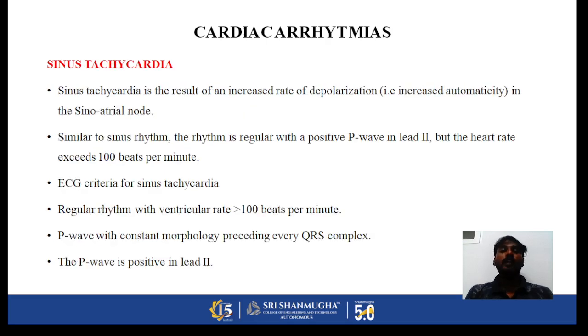Sinus tachycardia also looks like a sinus rhythm, but its heart rate exceeds 100 beats per minute. It is a result of an increased rate of depolarization, that is, increased automaticity in the sinoatrial node, the SA node. Similar to sinus rhythm, the rhythm is regular with a positive P wave in lead 2. ECG criteria for sinus tachycardia are a regular rhythm with a ventricular rate greater than 100 beats per minute, and a P wave with constant morphology preceding every QRS complex. The P wave is positive in lead 2.